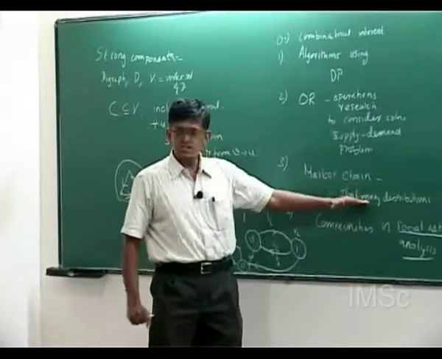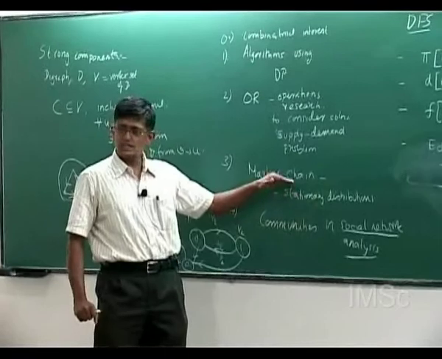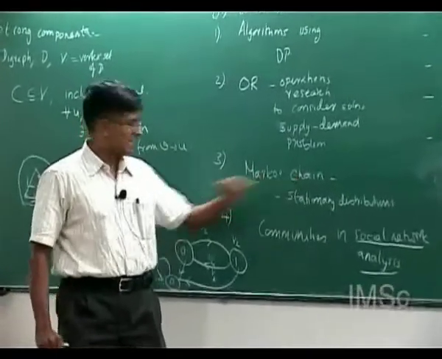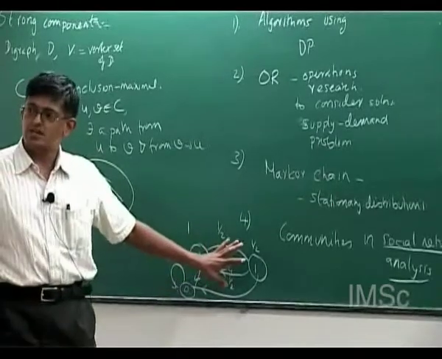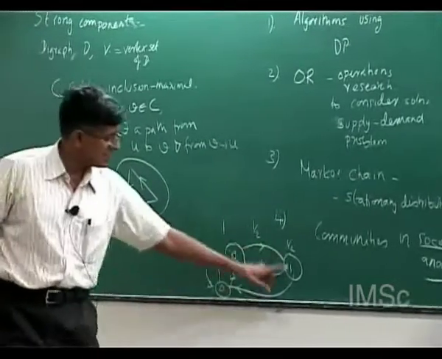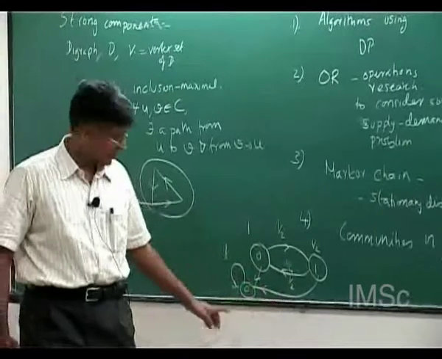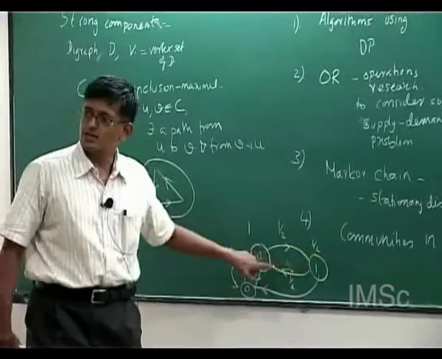It's known that such distributions are possible for special kinds of processes of this kind, and the strong connectivity of the underlying network is very important, right. For example, you can see that this network is not strongly connected. For example, from here you cannot get to any other node.